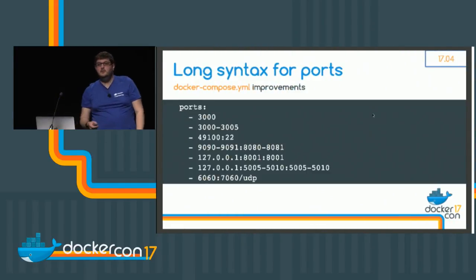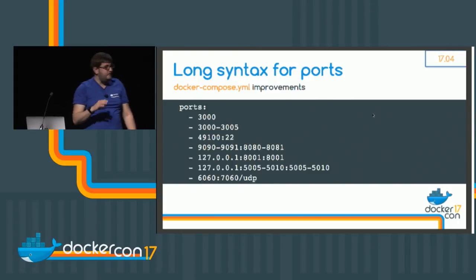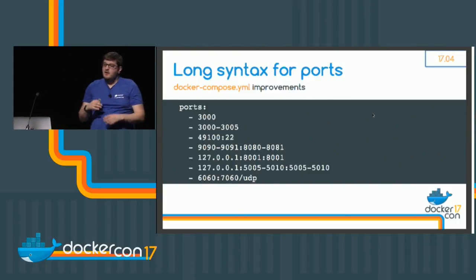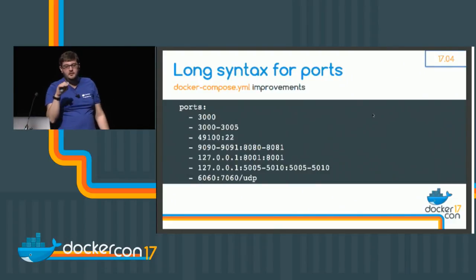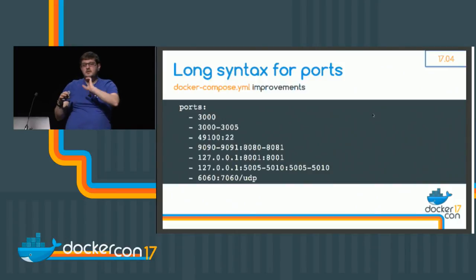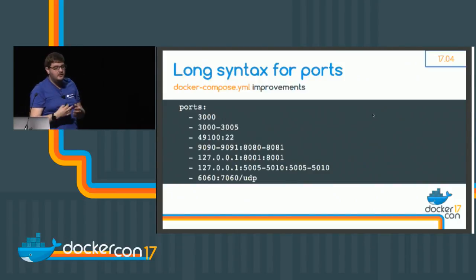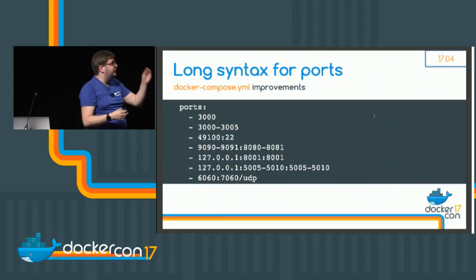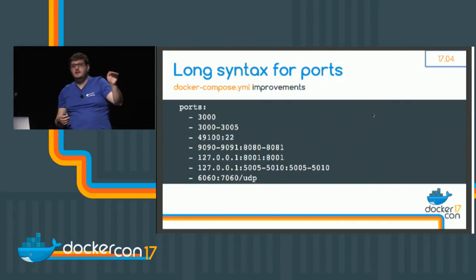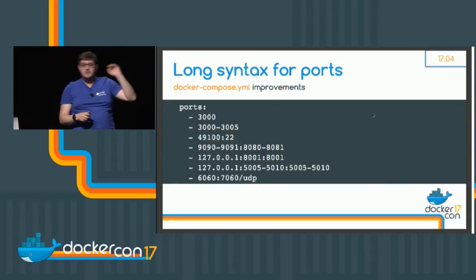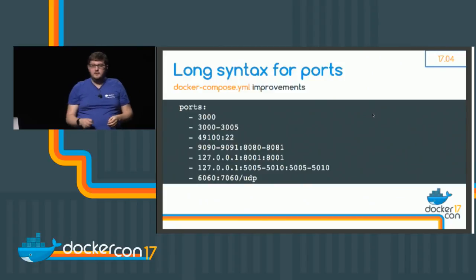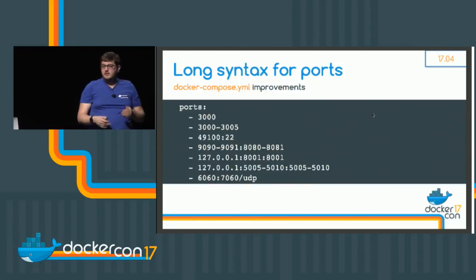The last thing I want to talk about regarding compose is the new syntax we introduced. Here it's an example for the ports. This one is the old syntax, the current syntax you can use in a compose file. And it's very important to understand here that every line is a different port. The first one is quite simple. I want to expose the port 3000, fairly simple. The next one is when you want to expose a range, so use a little dash in the middle.